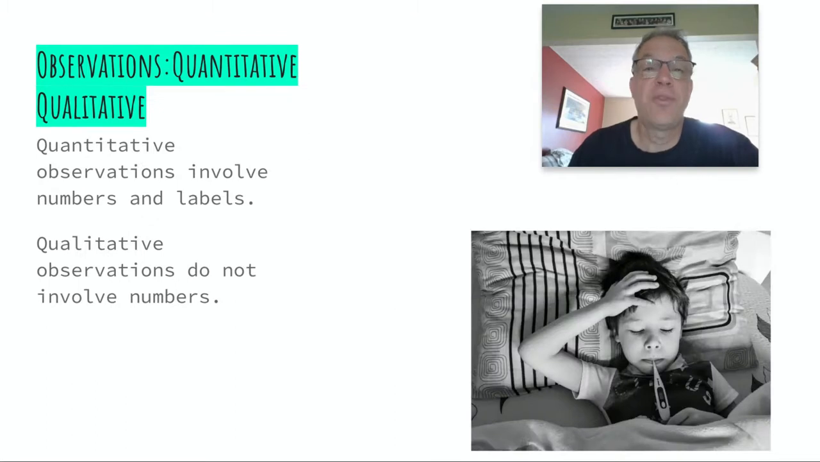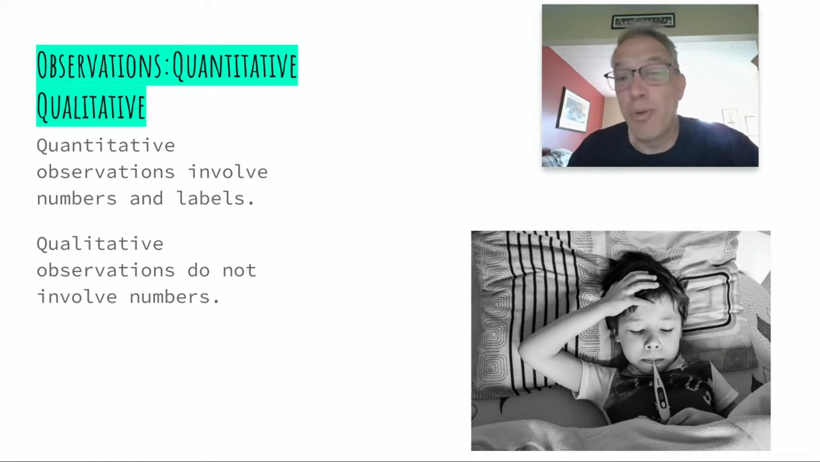Now, with observations, the instruments we use in science help to fine-tune our senses. So we have to be very careful how we use those instruments and agree on those instruments. And then we're going to get into something called quantitative and qualitative data. Quantitative data would be anything that involves a number and a label. As an example, if I say it's 15 degrees Celsius outside, that would be a quantitative observation. It's giving us a greater degree of hot or cold. If I just say it's hot or cold, that would be a qualitative observation.